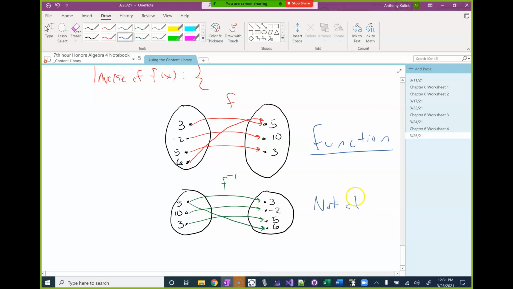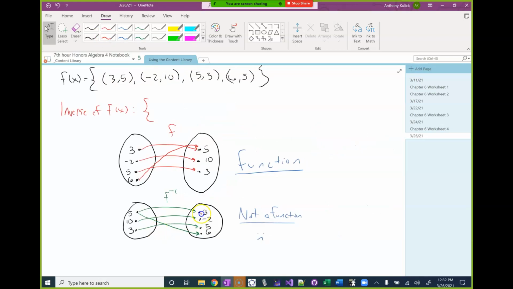So sometimes the inverse will be a function, but sometimes it won't be. So I'd have the point 5, 3, the point 10, -2, and the point 5, 6. Notice what we did there is we just swapped the x and y coordinates, right? So far, so good. Okay.